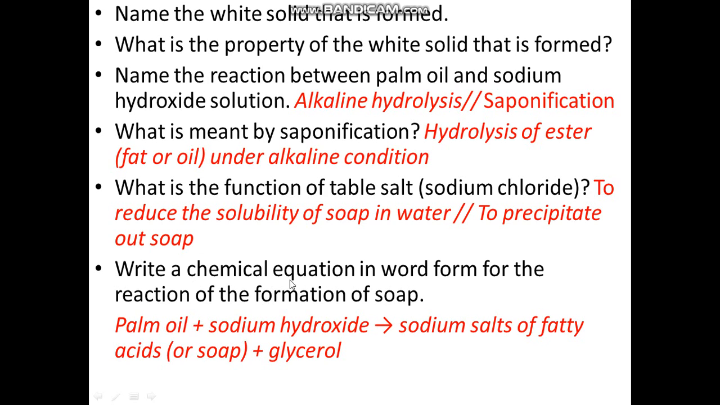The next one, chemical equation in words. How to write? First, you mention an example of oil. Here we use palm oil and sodium hydroxide as alkali. Palm oil reacts with sodium hydroxide. That means after the saponification, we produce sodium salt of fatty acid, or you may write soap as your answer. And don't forget glycerol. This equation is only considered complete if you write glycerol. So please bear it in your mind.